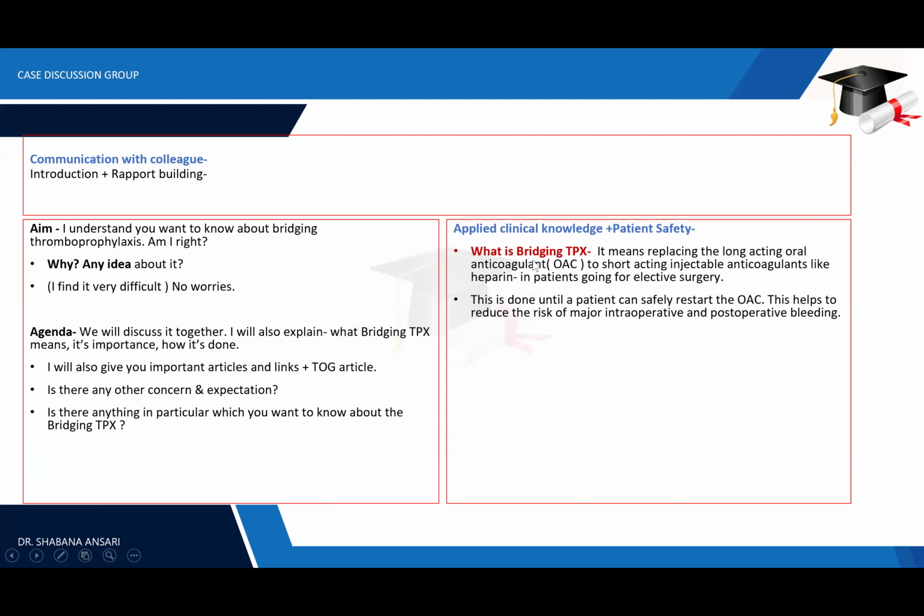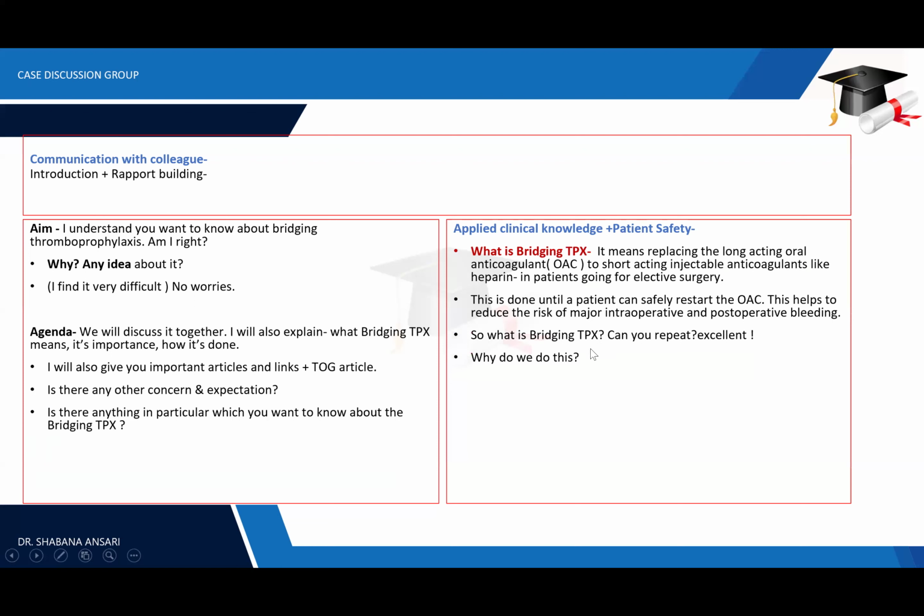Now, you will be explaining to her what bridging thromboprophylaxis is. So you very well explained. It means replacing the long-acting oral anticoagulant with short-acting injectable anticoagulants like heparin in patients going for elective surgery. And why do we do it? This is done until a patient can safely restart the oral anticoagulant, and this helps to reduce the risk of major intraoperative and postoperative bleeding.